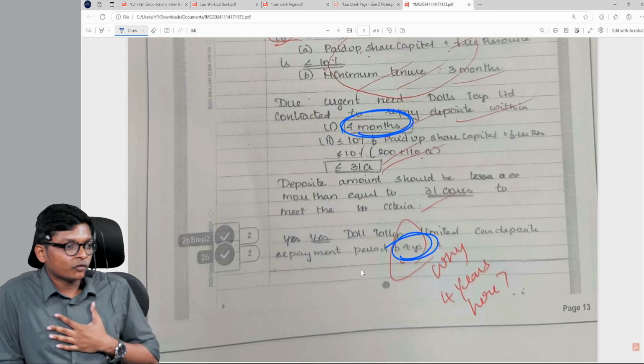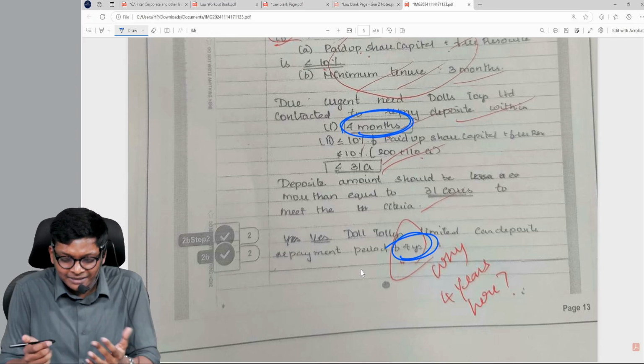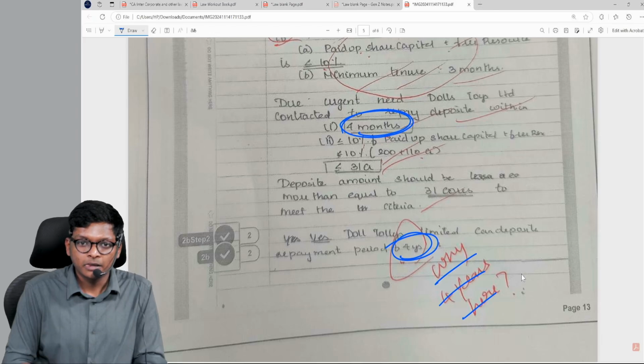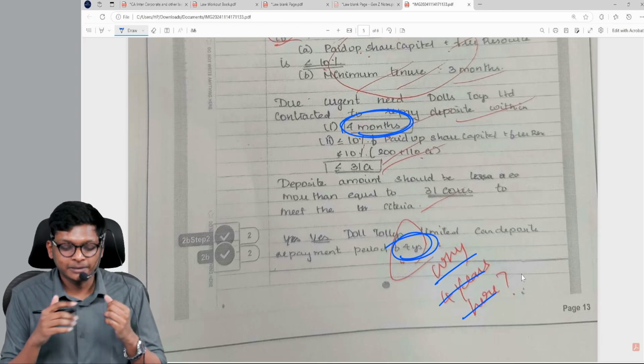Now, what can ICAI do for this? It's not intentional. Under pressure, they made that mistake. Why 4 years over here? Common mistakes that happen in the exam.